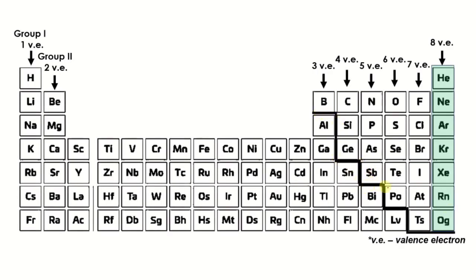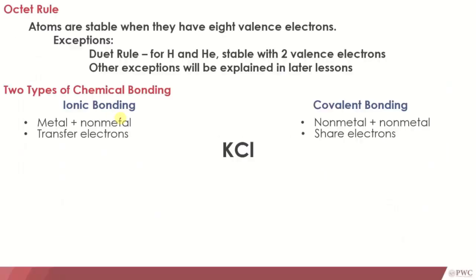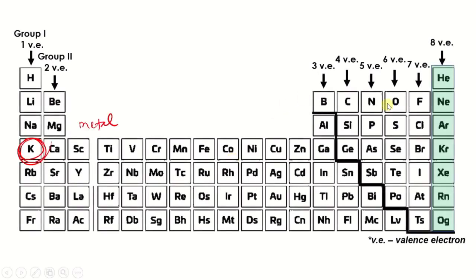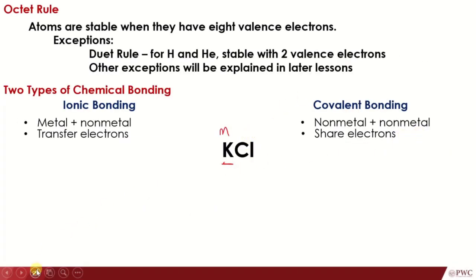Again, this ladder here separates the non-metal from the metal. So potassium is over here. Therefore, this one is a metal. Then Cl, this one is a non-metal, right? It's over here. So it's a metal plus a non-metal. Therefore, this one is an ionic compound.